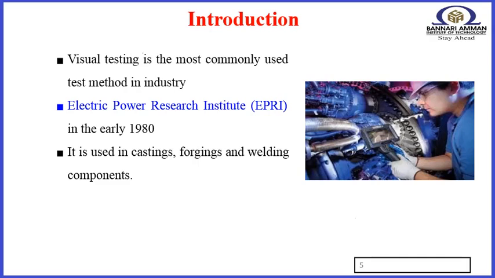Because most test methods require that the operator look at the surface of the part being inspected, visual inspection is inherent in most of the other test methods. As the name implies, VT involves the visual observation of the surface of a test object to evaluate the presence of surface discontinuities. This technique was developed by the Electric Power Research Institute, EPRI, in the early 1980s. It is used in castings, forgings, and welding components.